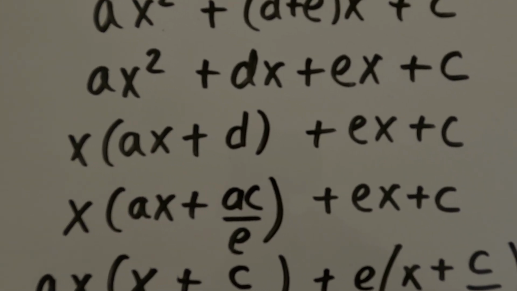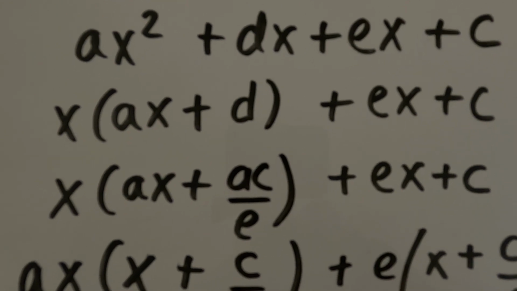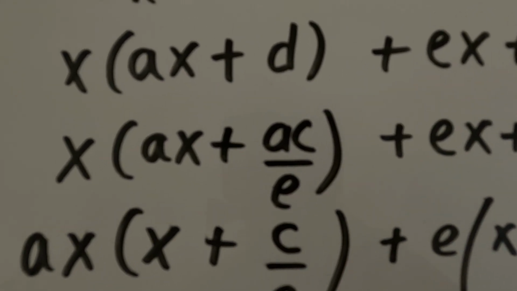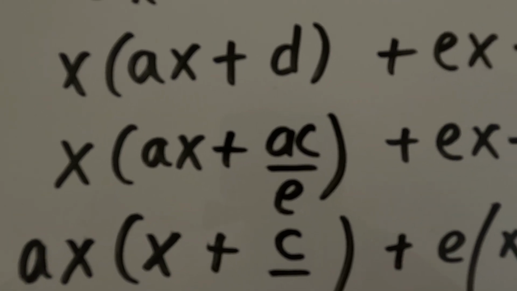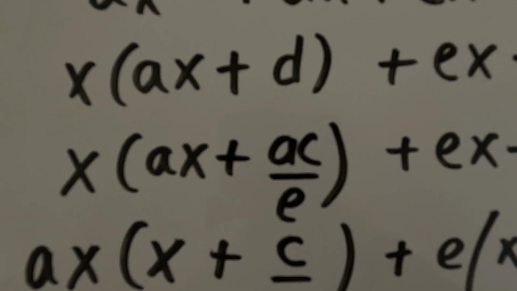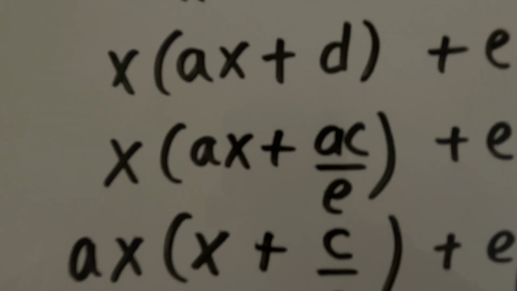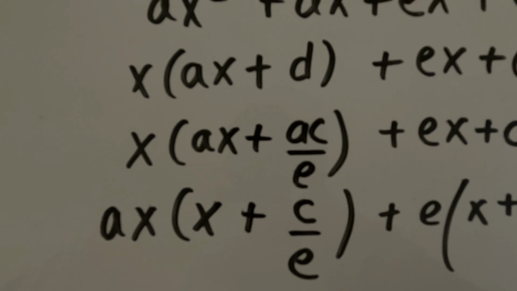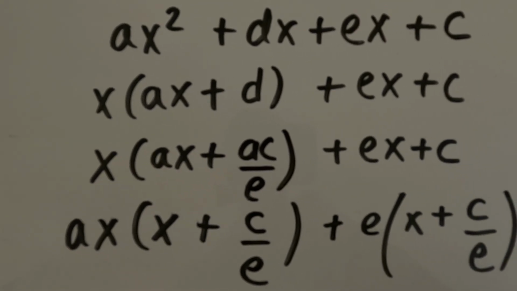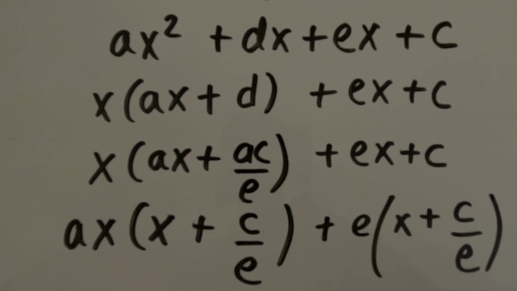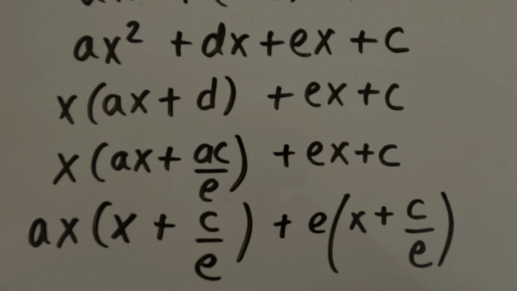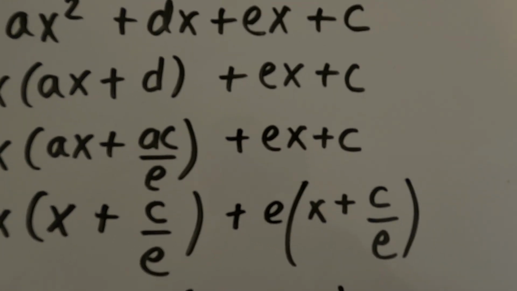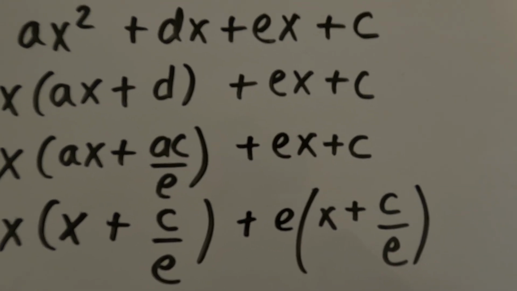And that's good because that has now introduced an a, which we can take out because a is appearing on two terms inside the bracket. We've got ax and we've got ac over e, so we can take the a out. So we get a times x, and then in the bracket we get x plus c over e. And then the second part, ex plus c, we can write as e times (x plus c over e). So e times x is ex and e times c over e is c.